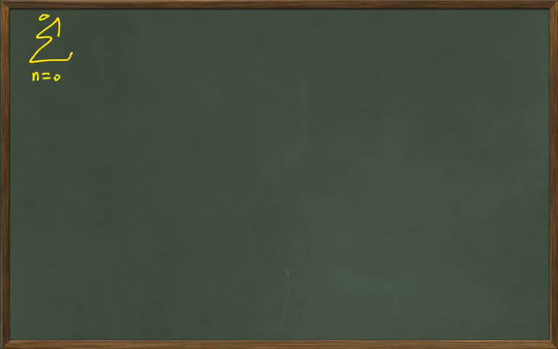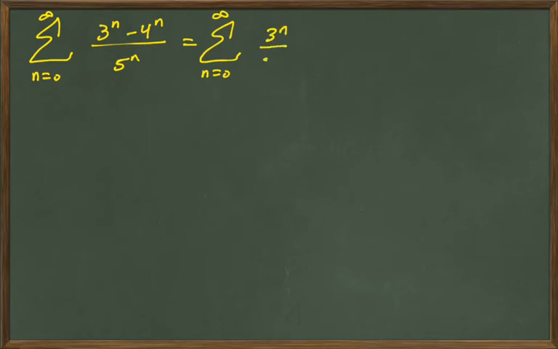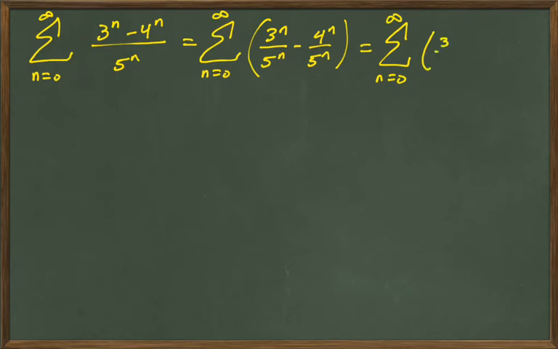So let's look at the sum n equals 0 to infinity of 3 to the n minus 4 to the n, divided by 5 to the n. We can rewrite this as the sum n equals 0 to infinity of 3 to the n divided by 5 to the n minus 4 to the n over 5 to the n. Using properties of exponents, we can rewrite that as (3/5) to the n minus (4/5) to the n. Now that's two geometric series.